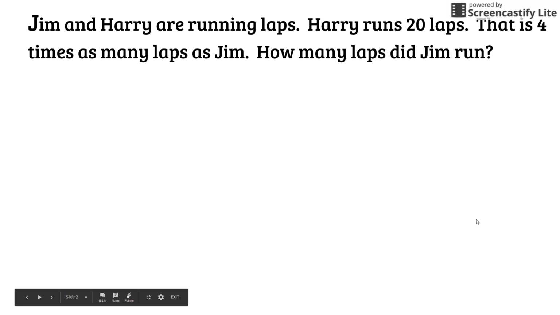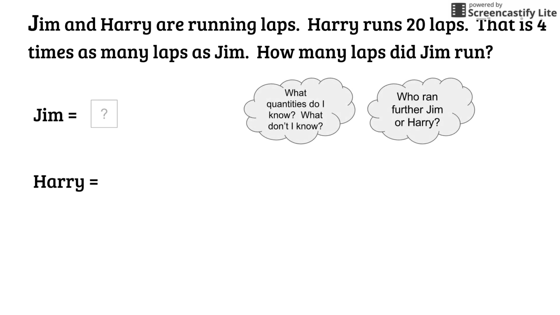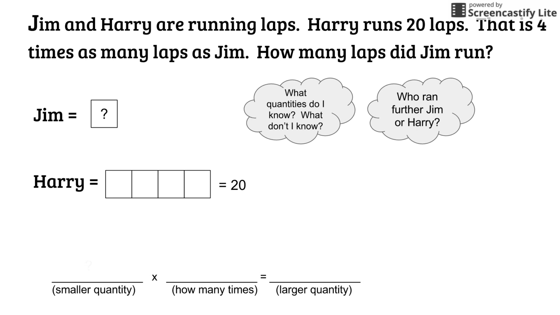Now here is where we don't know the larger quantity. So again, they go through, actually we don't know the smaller quantity, sorry. So they fill in what they know. They know how many times and they know the larger quantity. They're trying to find the smaller quantity. I like approaching this as a missing factor problem as opposed to whether we multiply or divide. So here they're going to say what number times 4 equals 20, and so they can solve the equation and say 5 times 4 equals 20, so Jim ran 5 laps.